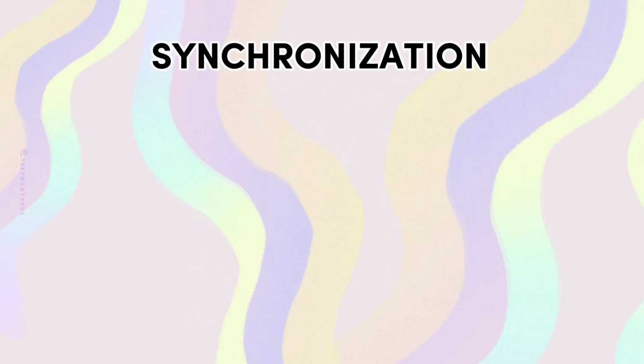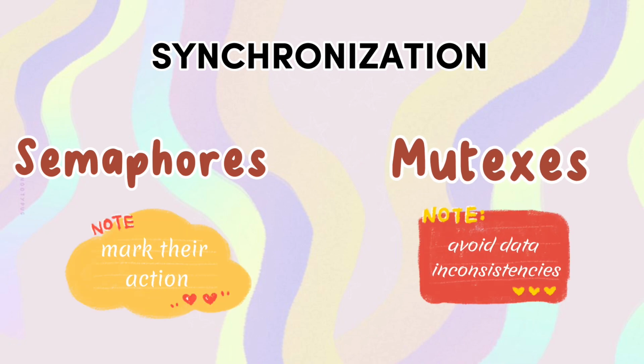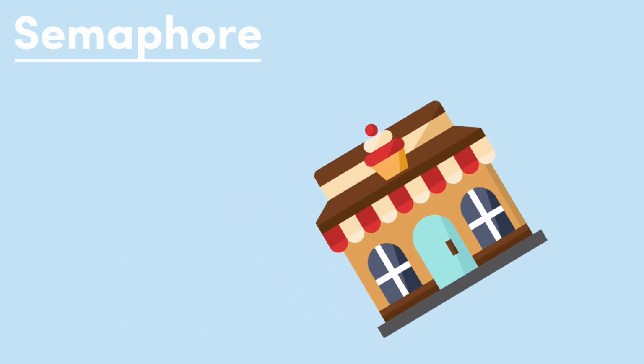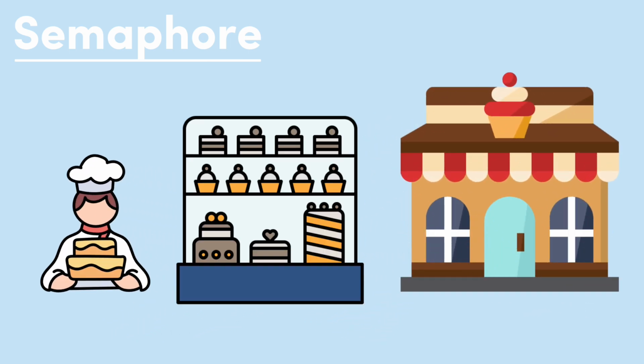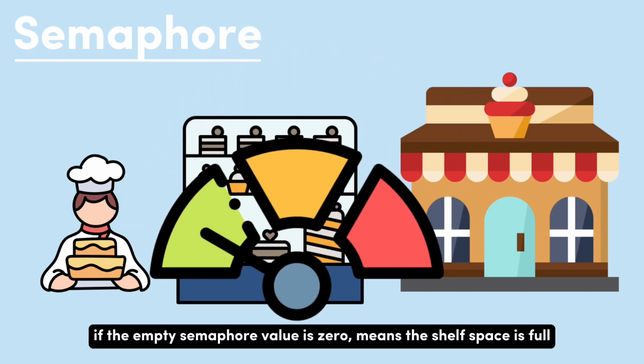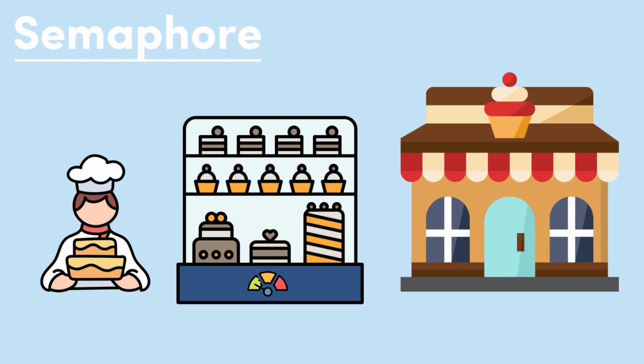Synchronization mechanisms like semaphores and mutexes help the producer and consumer to coordinate their actions and avoid data inconsistencies. By applying the semaphore technique to the situation at the bakery just now, the baker is able to know if there is an empty slot on the shelf by decrementing the empty semaphore. If the semaphore value is 0, it means the shelf space is full.